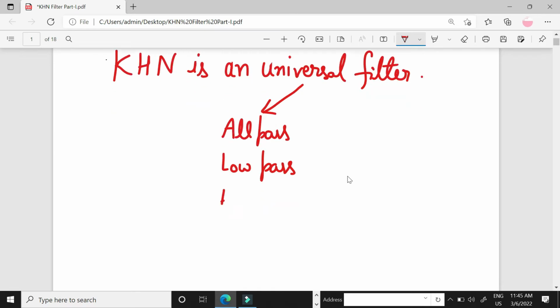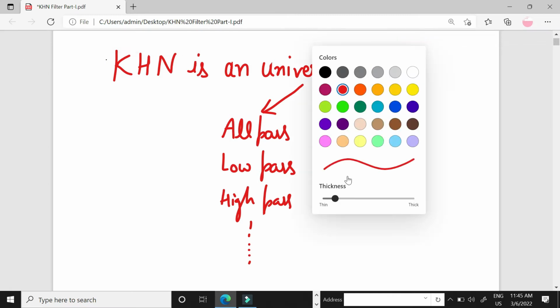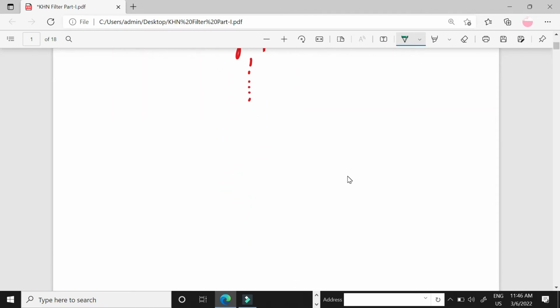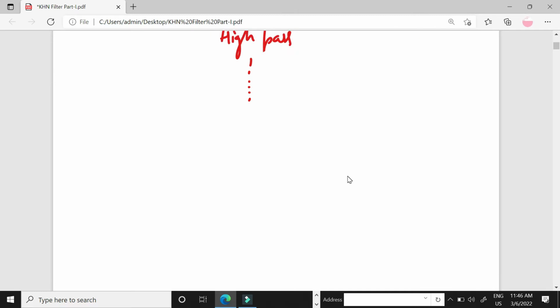And what is the full form of KHN? KHN stands for Kervin, Hulsman, Newcomb. And what is the motivation? Sometimes we require low pass, sometimes we require high pass, band reject, notch. So this is a universal filter by which we can use any implementation. For KHN we should know the transfer function of every filter.